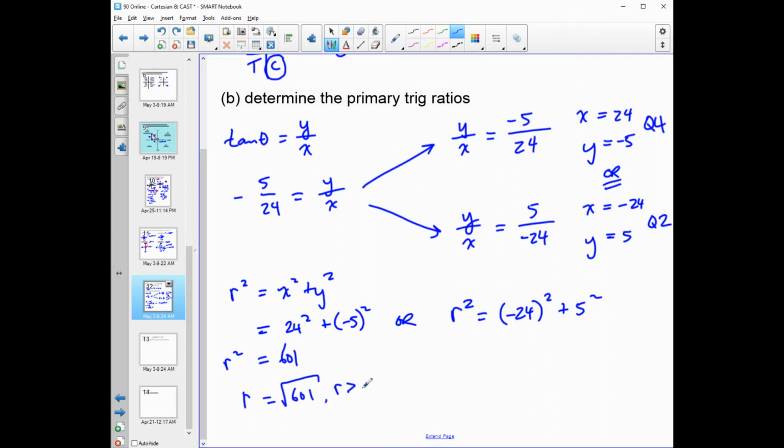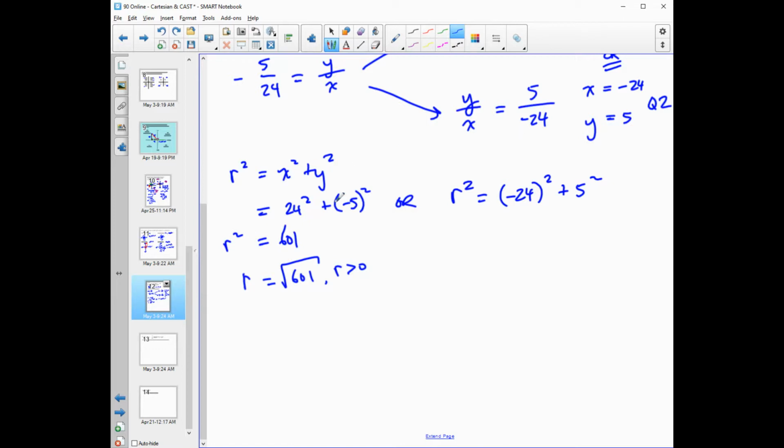And that's, of course, because, again, reminder, r is greater than 0. You could write this as a decimal value, but I don't know that there's any particular value in doing that. Usually we're interested in exact values. So that being said, I've got my x, I've got my y, I've got my r. Let's look at quadrant 2. In quadrant 2, the x value was -24. The y value was 5. And of course, the r value is the positive square root of 601.